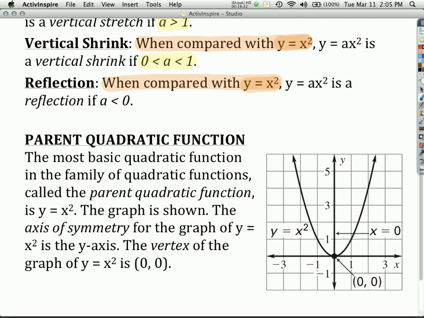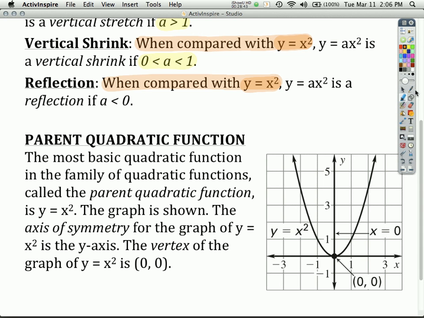There's infinite quadratic equations, infinite. But there is the most basic one. The most basic one is y equals x squared. And it is called the parent quadratic function. This is it, right here. This is a picture of it. It's graphed for you. It always looks the same. It's the exact same graph.